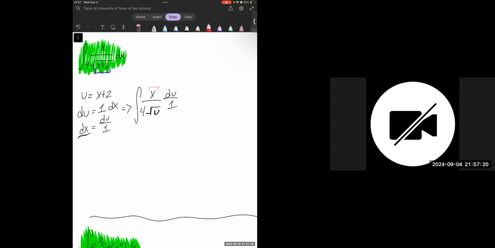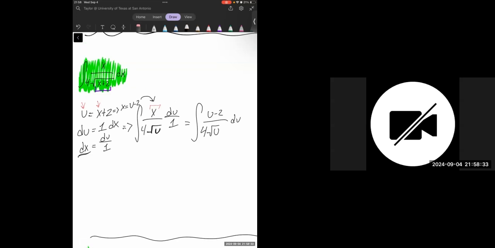Well, I want you to notice we found u. We have an x. So what I would like to do is isolate x. x equals u minus 2. And so I'm just going to substitute this right here. u minus 2 over 4 square root u du. Right? Okay, nice. Pause. So now we have our integral in terms of u.